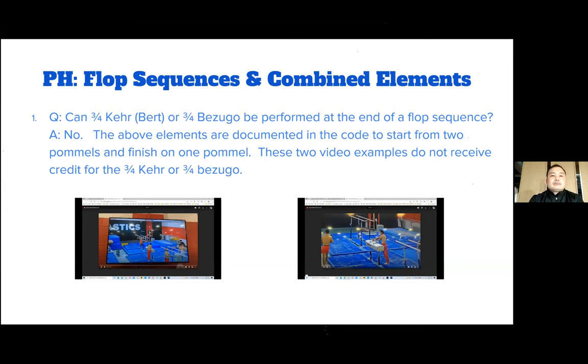But some judges have some questions. This is the flop sequence combined elements. The question: can three-quarter Kar or three-quarter Vesicle be performed at the end of the flop sequence? This is no. The above elements are the commands in the code to start from two pommels and finish on one pommel. This is finish on one pommel.